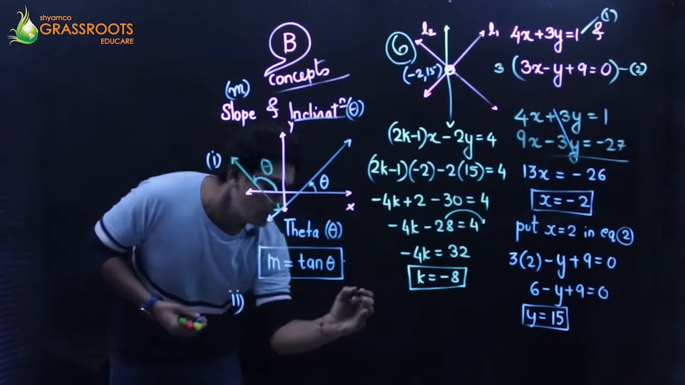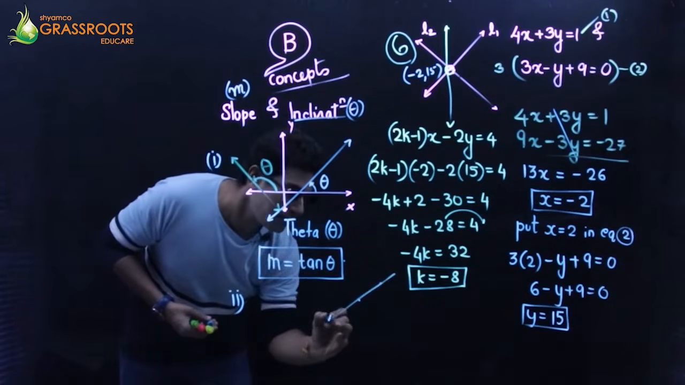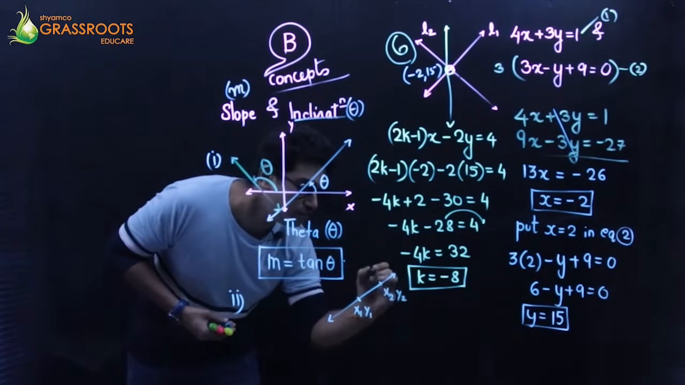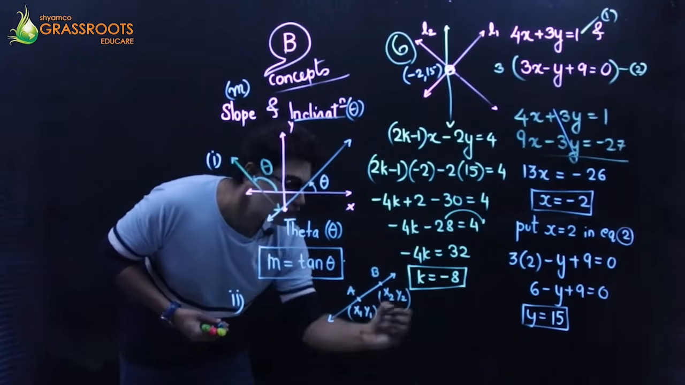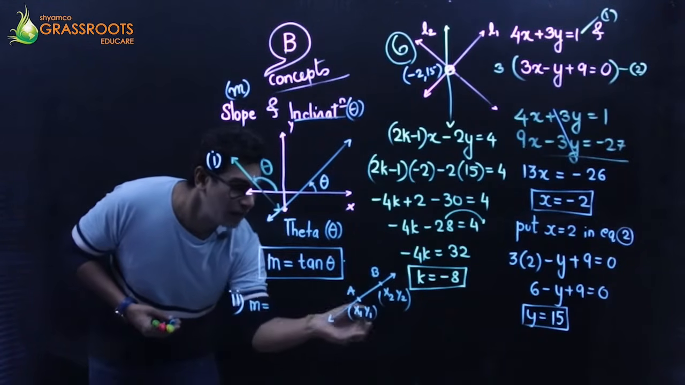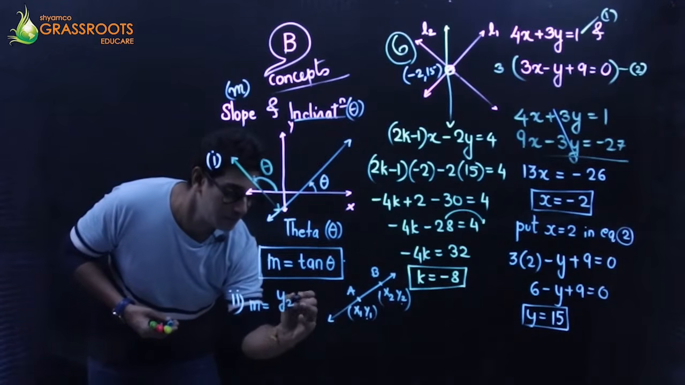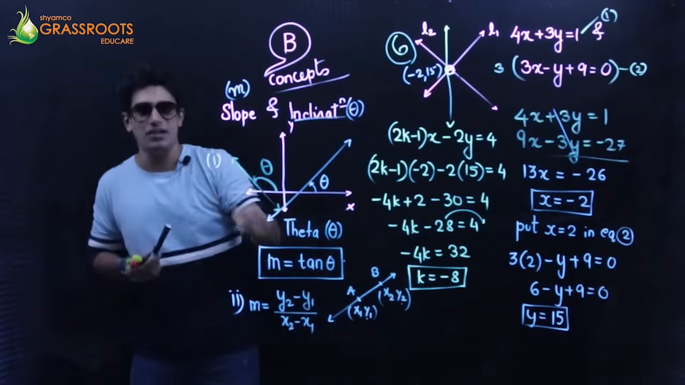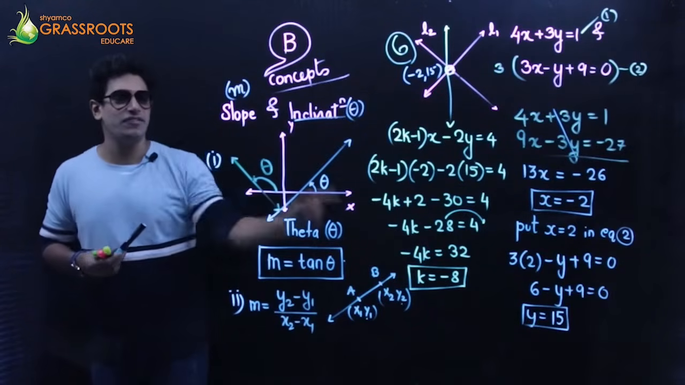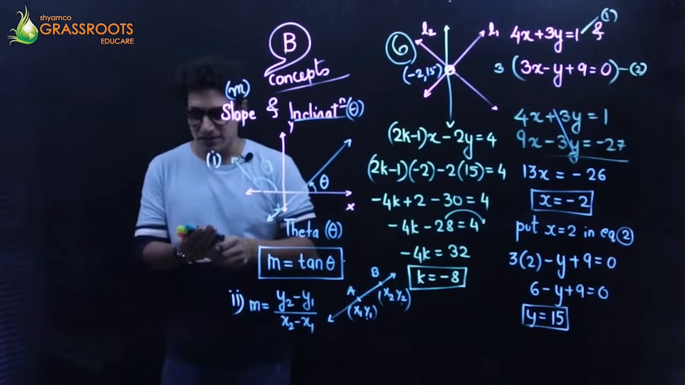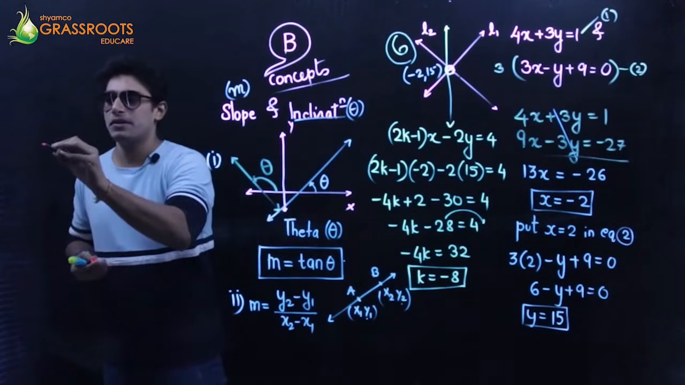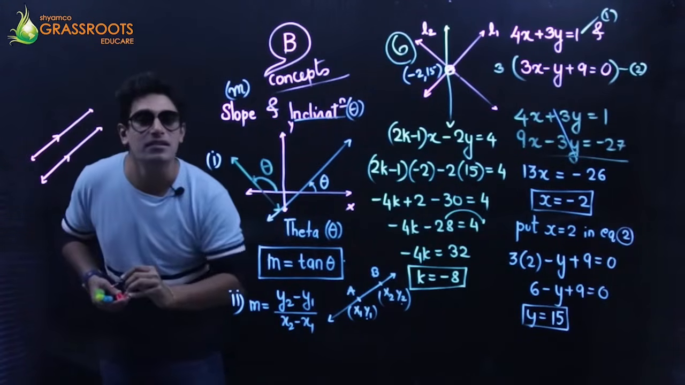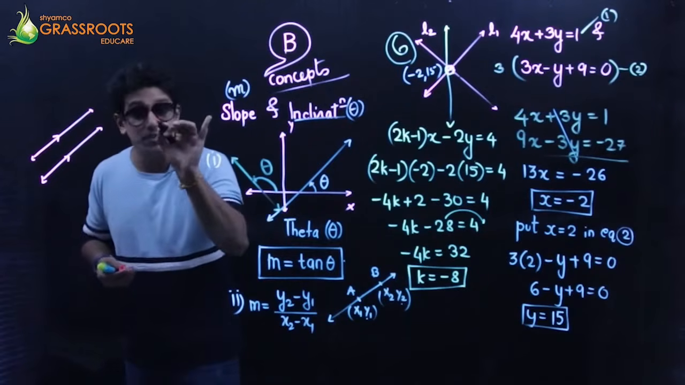Second, when 2 points are given and a line passes through the 2 points, x1, y1, x2, y2, then the slope is given by the formula y2 minus y1 upon x2 minus x1. So when 2 points are given, use this formula. When angle is given, use tan theta, right? Third concept. For parallel lines, the slopes are equal.